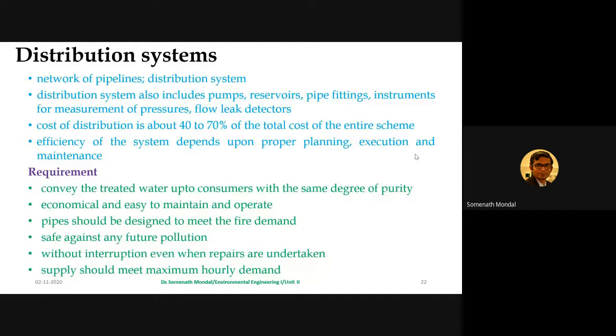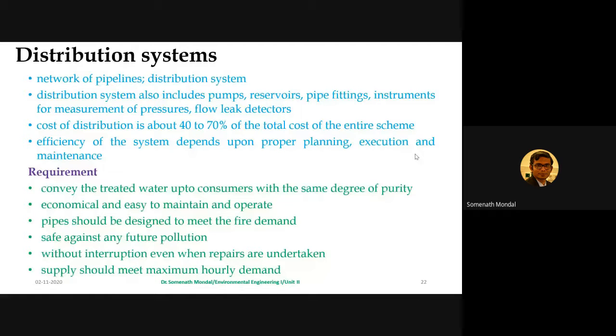If you can make a very well-planned distribution system, that would significantly influence the cost of the project. Now, the efficiency of the system depends upon proper planning, execution, and maintenance. These are the three aspects, and depending upon the type of the city, the age of the city, the nature of agglomeration, and the economic status of the people living there, we can have different types of distribution systems.